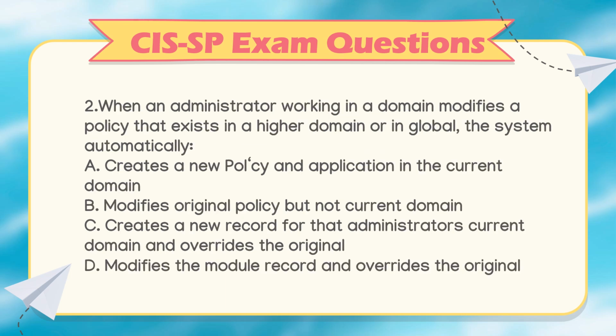2. When an administrator working in a domain modifies a policy that exists in a higher domain or in global, the system automatically: A. Creates a new policy and application in the current domain. B. Modifies original policy but not current domain. C. Creates a new record for that administrator's current domain and overrides the original. D. Modifies the module record and overrides the original.